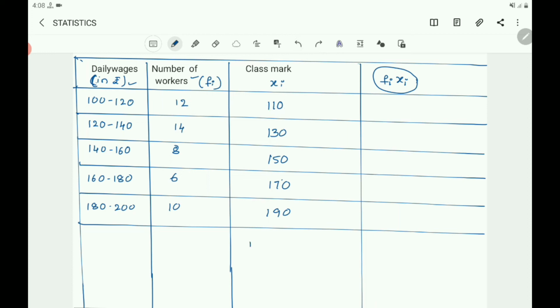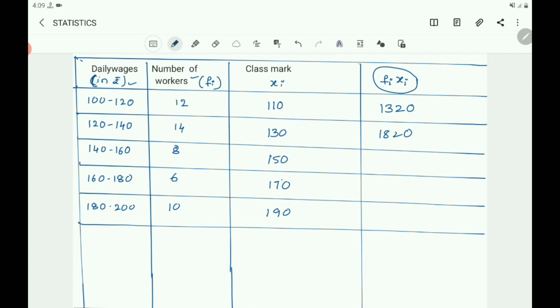That is 12 into 110, which is 1320. Next, 14 into 130. 14 into 13 is 182, so 14 into 130 is 1820.